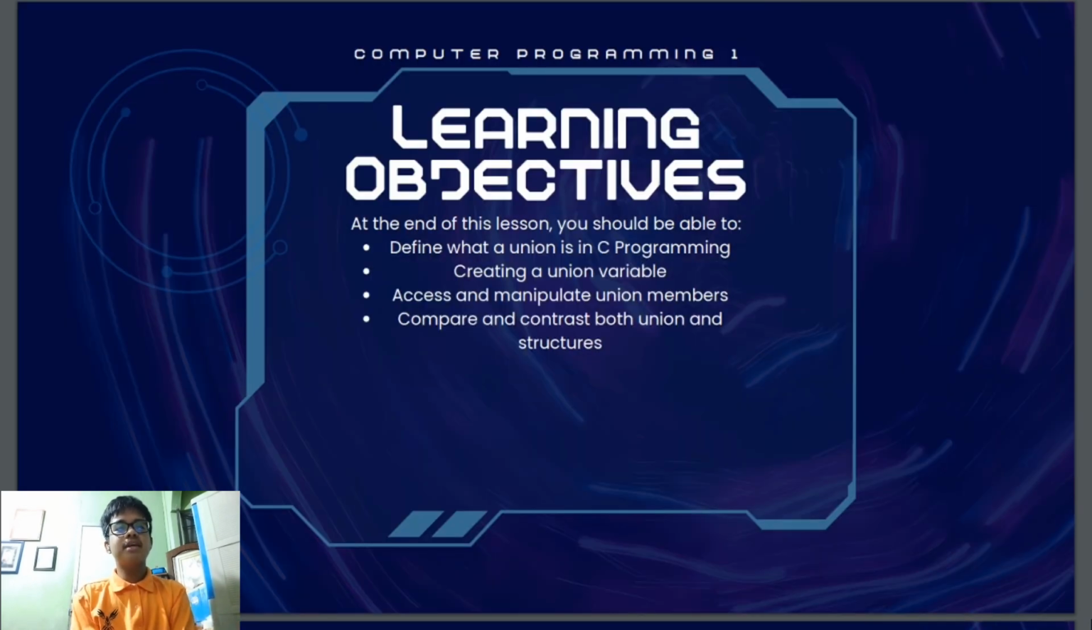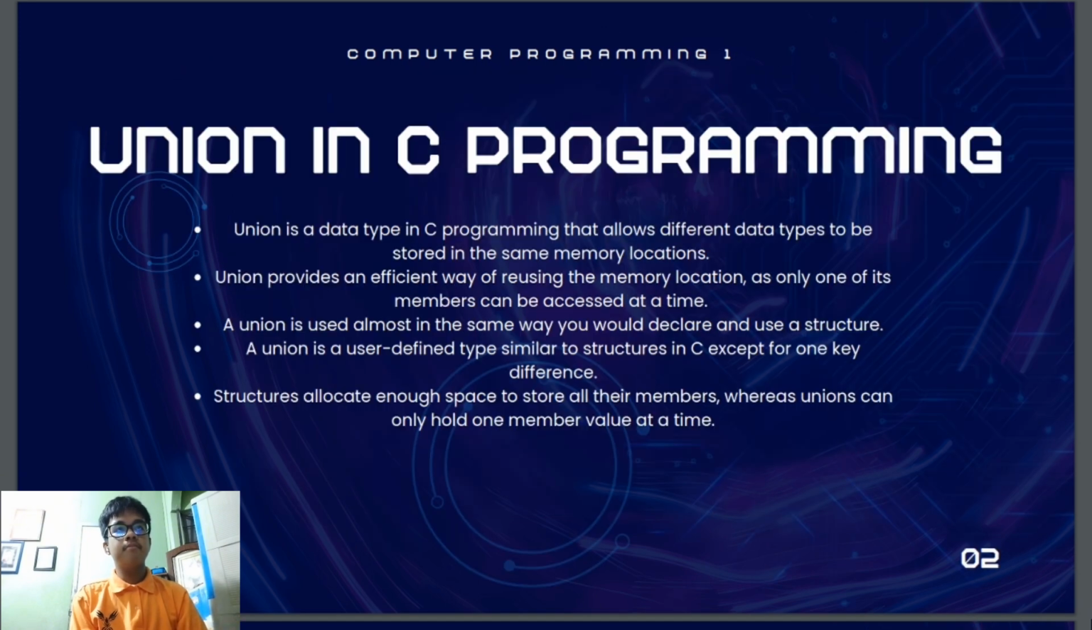But before we begin, we have our learning objectives. At the end of this lesson, you should be able to define what a union is in C programming, create a union variable, access and manipulate union members, and compare and contrast both union and structures.